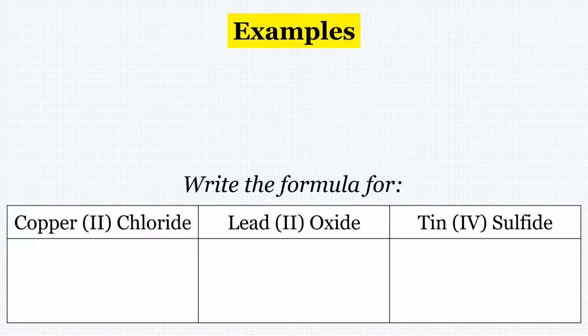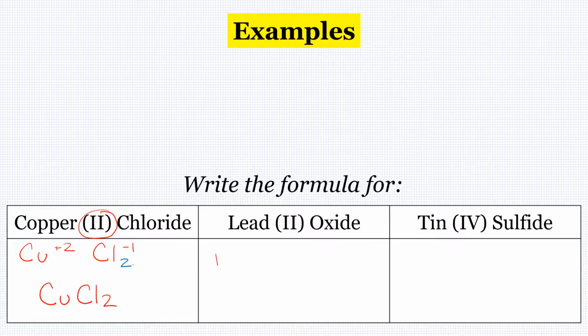So we have copper(II) chloride. Copper, Cu, has a positive 2 charge because the charge is in the Roman numeral here. Chloride has a charge of minus 1. So we're going to need 2 chlorides to balance this out. So our formula will be CuCl2. Just like before, we don't want to include the charges in our final version of the formula.